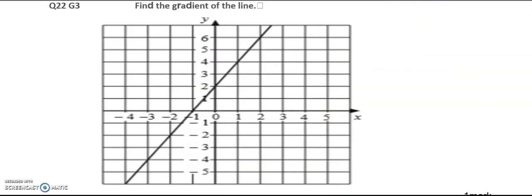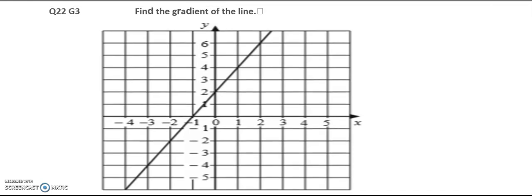We now have to find the gradient of the line. Gradient is the slope. Another word for it is steepness. So the steeper a line is, the higher the gradient. The shallower it is, the lower is the gradient. How do we work out the gradient? I'll use this example.